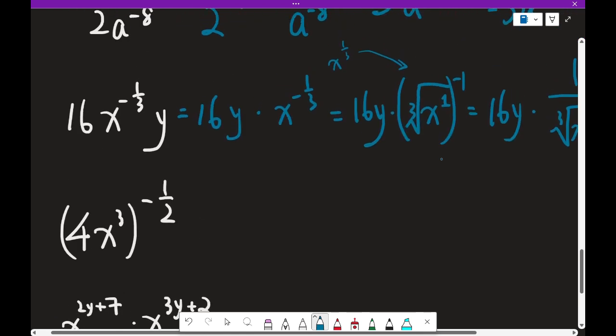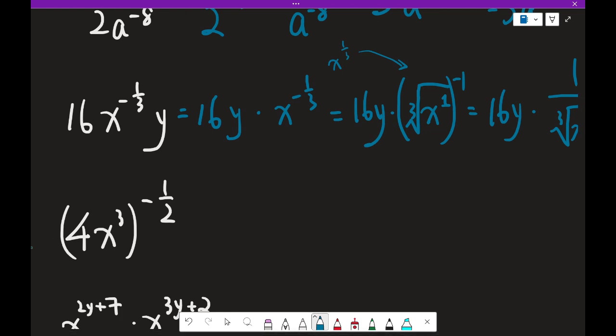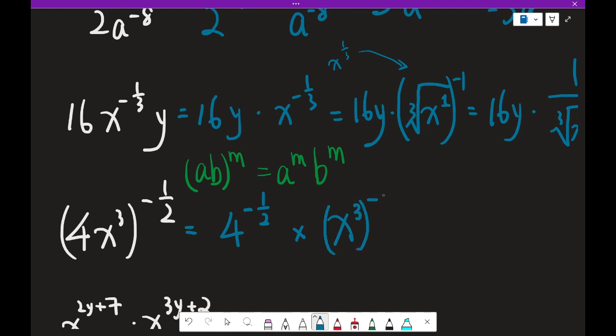4x cubed, bracket, to the power of negative 1 over 2. So the first step we would like to do, based on the identity ab to the power of m equals a to the m times b to the m, is distribute this negative 1 over 2 to both terms or multipliers. So 4 to the power of negative 1 over 2 times x cubed to the power of negative 1 over 2.